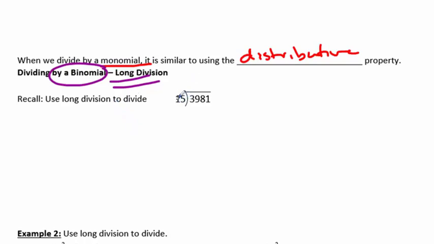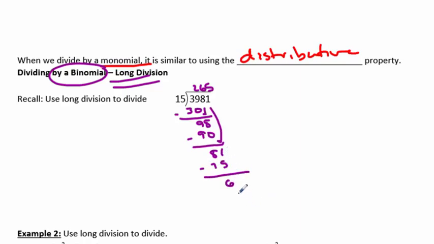If you want to divide 15 into 3,981, first you say 15 goes into 39 twice. 15 times 2 would be 30. Then you subtract. 39 minus 30 is 9. Bring down the 8. 15 goes into 98 6 times, because 6 times 15 is 90. When you subtract, you get 8. Bring down the 1. Now 15 is going to go into 81 5 times, and 5 times 15 is 75. When you subtract, you get a remainder of 6.